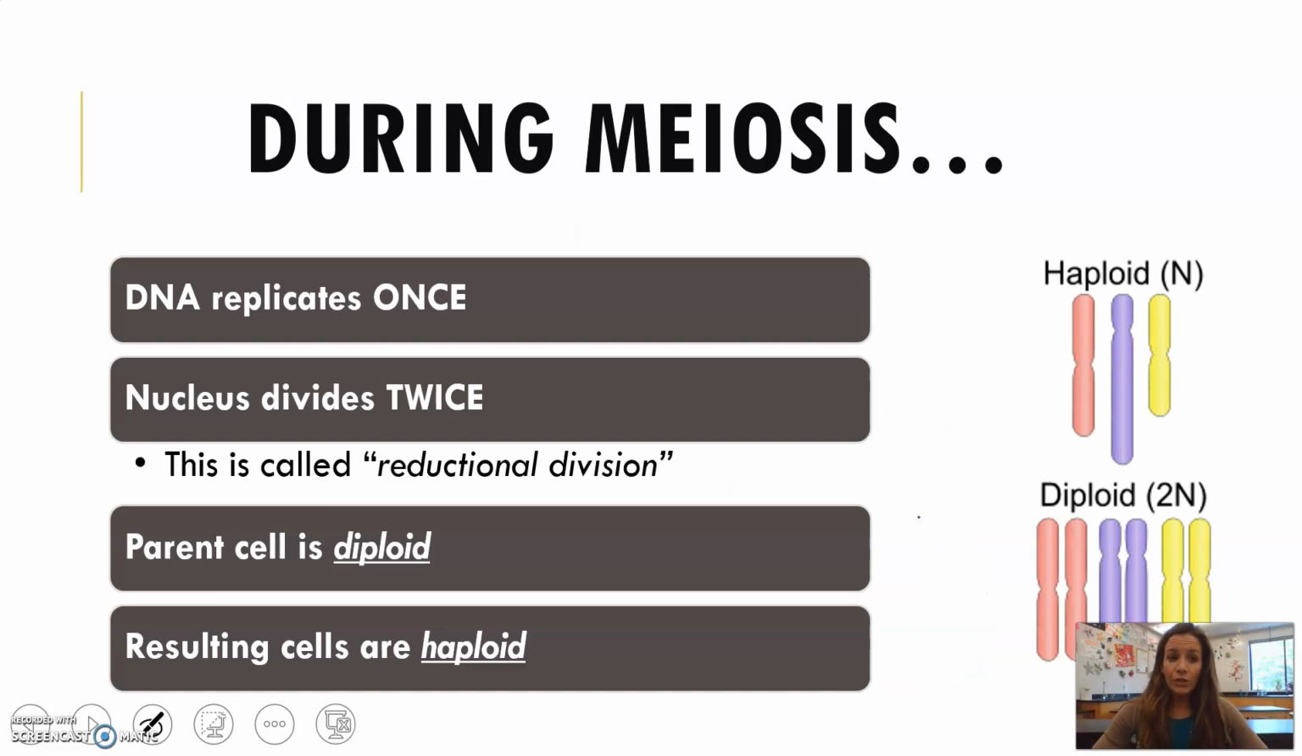So some important things during meiosis to realize is that the DNA only replicates once, which is the same as mitosis. DNA replicates once in S phase and then it doesn't replicate again. However, meiosis is different because the nucleus divides twice. So this is known as reductional division because the nucleus is being reduced with that second division. Also, there's those words again. So the parent cell is diploid and then the resulting cells are haploid.